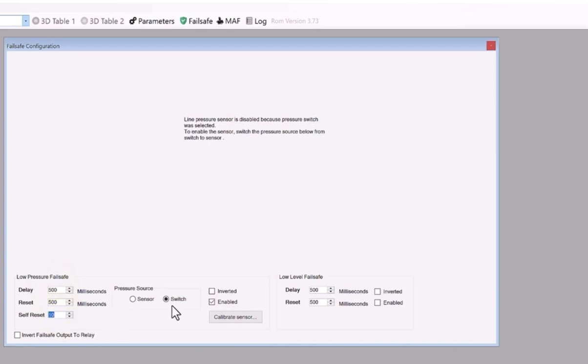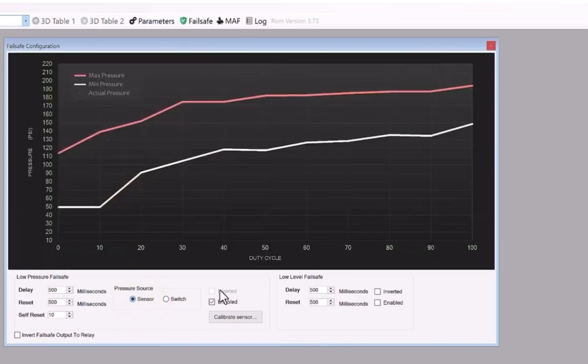The low-level failsafe, on the other hand, also offers delay and reset options. This failsafe is typically associated with a level switch in the water methanol reservoir. When the switch detects a low fluid level, Frostbyte recognizes it as a fault and initiates the failsafe response.